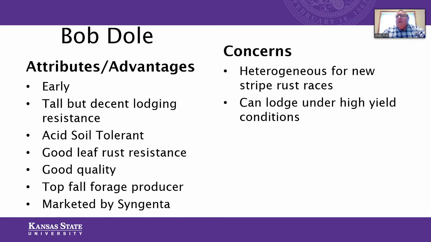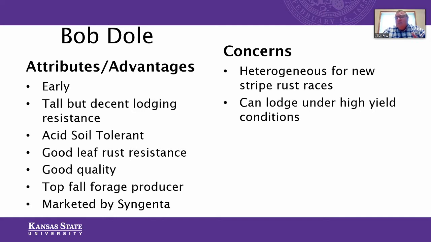It doesn't have either of our major dwarfing genes, and that's probably the reason that we see that fall forage production on Bob Dole. Our concerns on Bob Dole, with this change in races of stripe rust, we're seeing some heterogeneity.